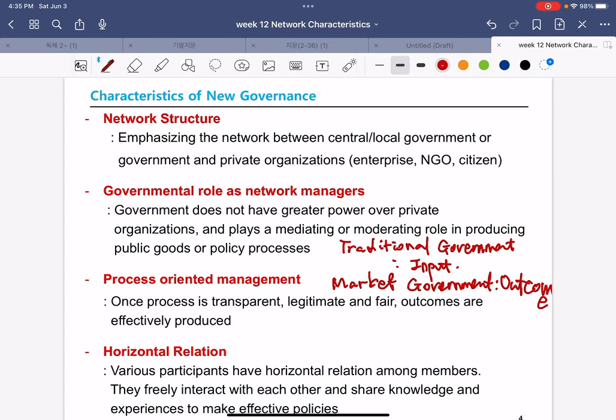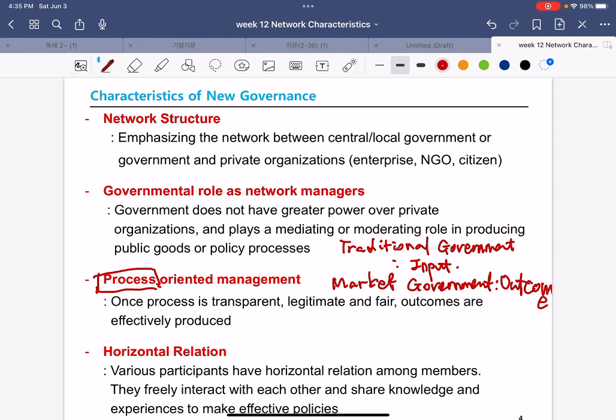However, in the new governance, process is emphasized. In the new governance, actors and participants believe the good process leads to good outcomes automatically, because in the process people cooperate with each other on the basis of trust. Also, decision making is very trustworthy and transparent and legitimate and fair. Outcome is automatically produced in the effective ways.